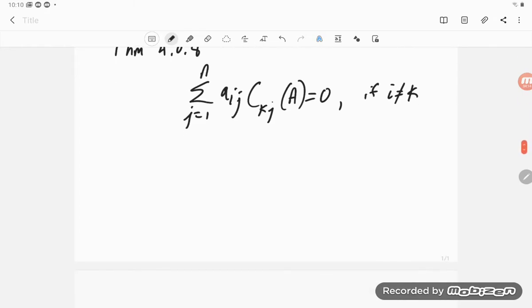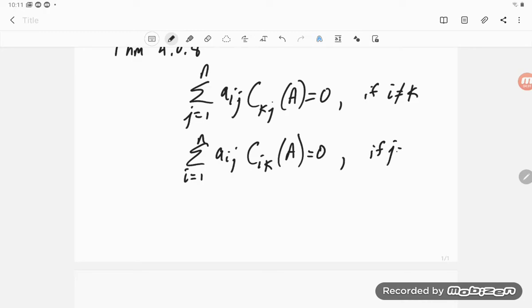And then similarly, you can do it with columns, expanding about a column. So the sum i equals 1 to n of a_ij and a cofactor, but this time throw out that column you're expanding by. Well, actually keep it in, I guess, not throw it out. C_ik of A equals 0, and this is if j is not equal to k.